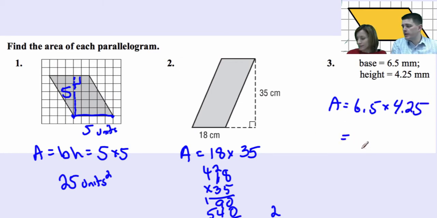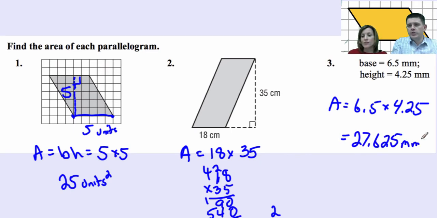So what should they get for their answer? 27.625 millimeters squared. Don't forget those units on there. And do not line up those decimal points when multiplying. If you got an error, go back and figure out where it is.